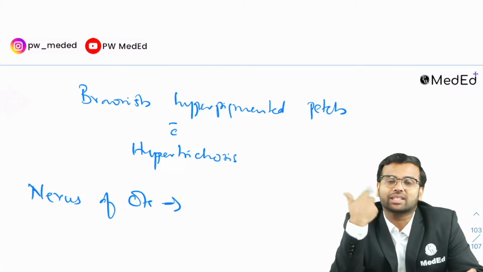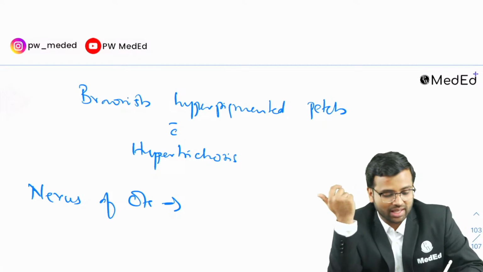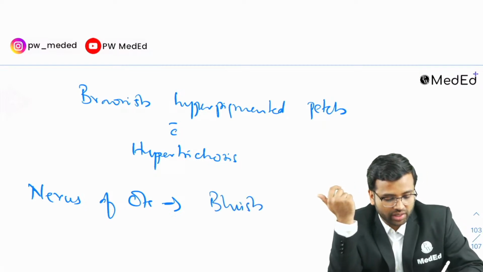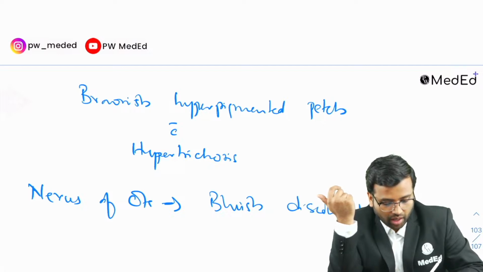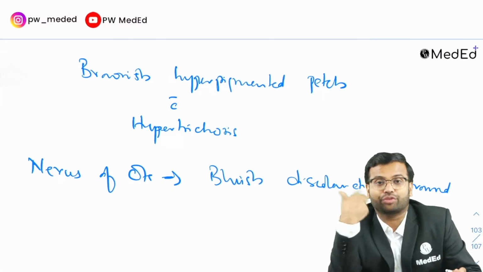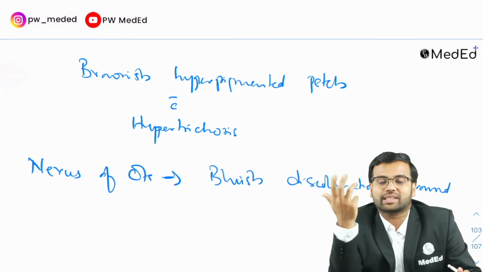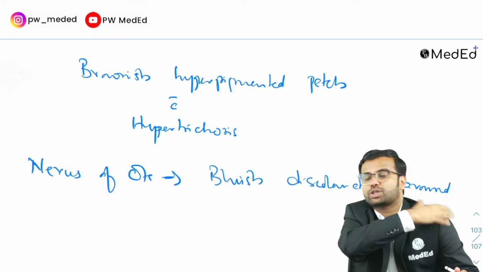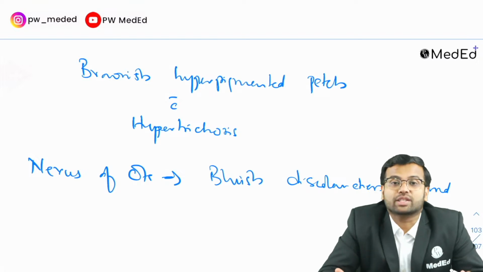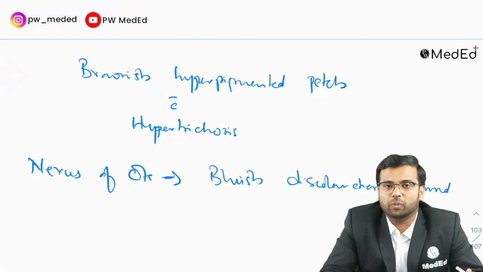Now where do you find nevus of Ota? This is seen as a bluish discoloration over the face or around the eyes. That is called nevus of Ota. Whereas if there is a bluish discoloration of the shoulder area, you call it nevus of Ito, I-T-O.